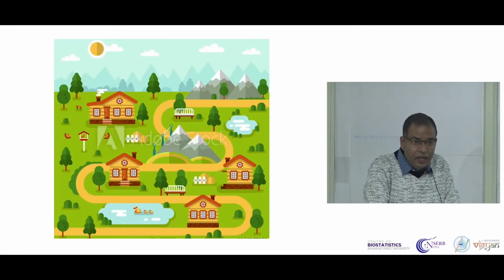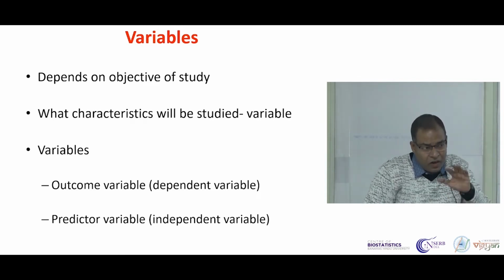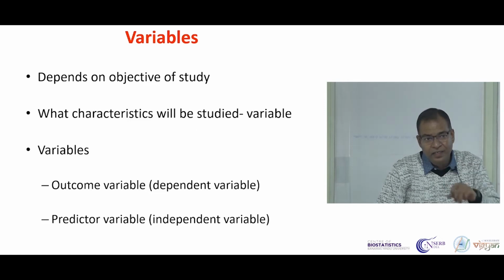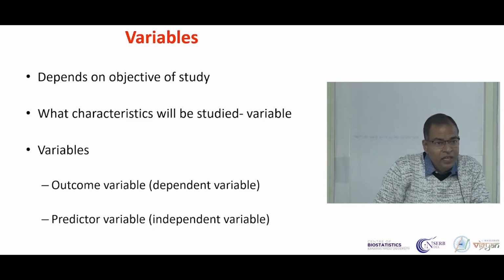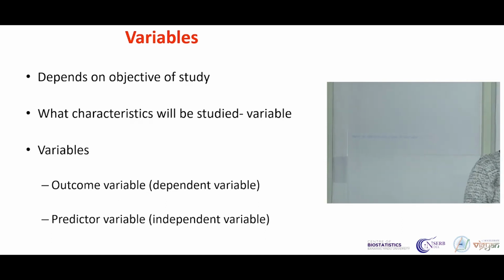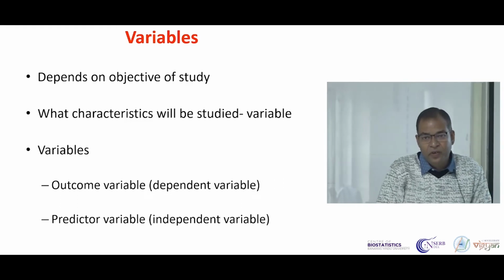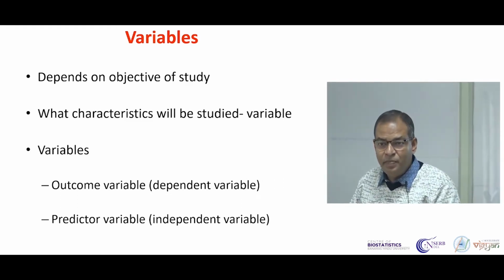Next, say for example, is the third type of study. This is the cross-sectional study. What is this? It depends upon my objective. Say for example, if I am interested to see what is the occurrence or prevalence of hypertension in this class. So basically, based on the objective, I have to define the variables. What are the variables I will take? You know, two types of variables are there. One is known as the dependent variable and the other is known as the independent variable.